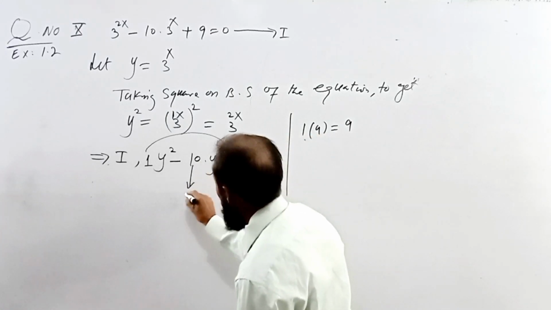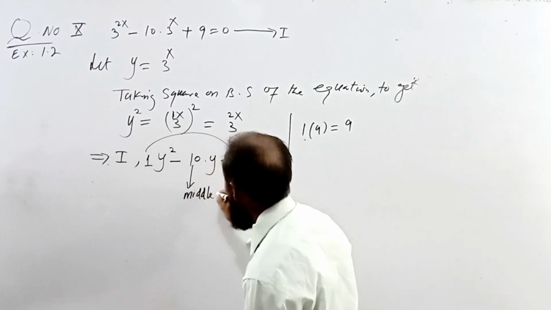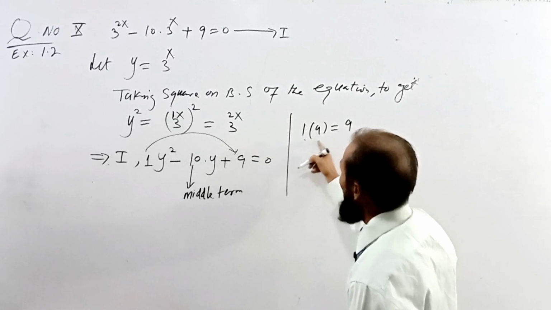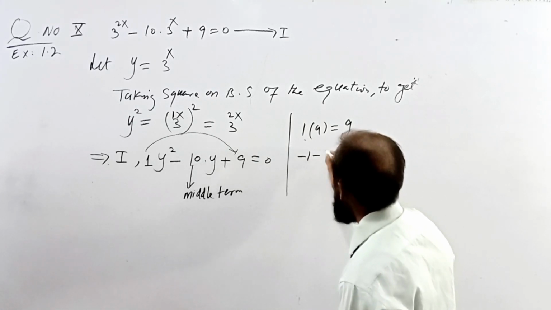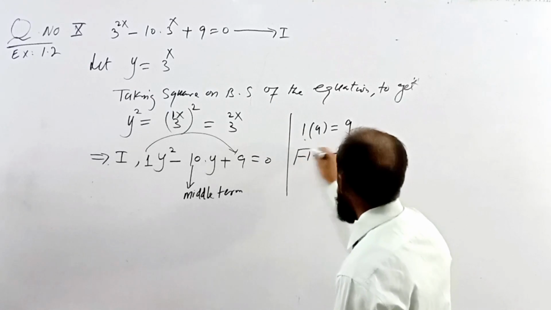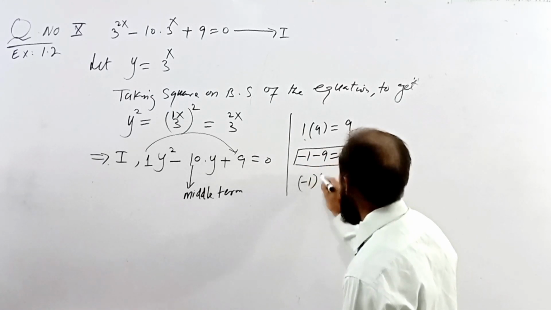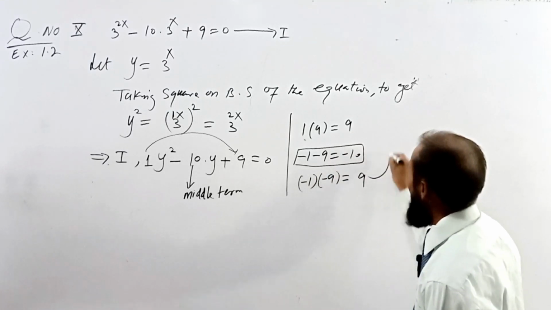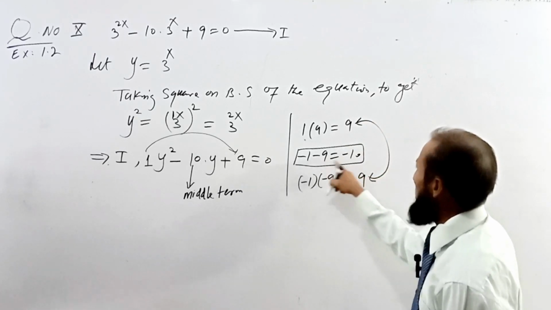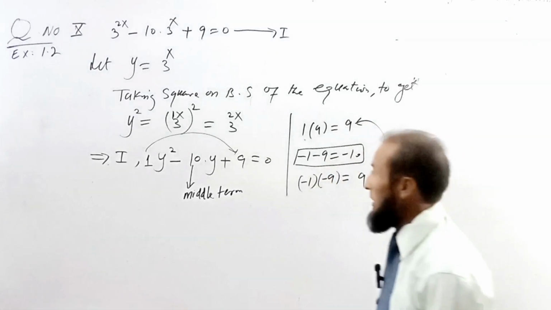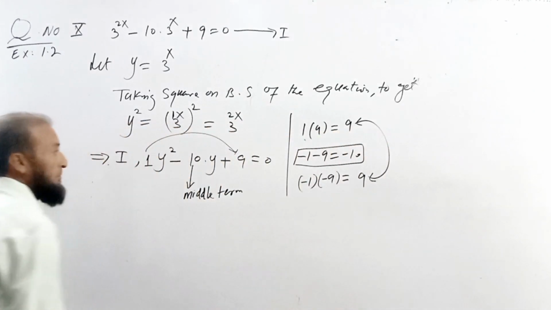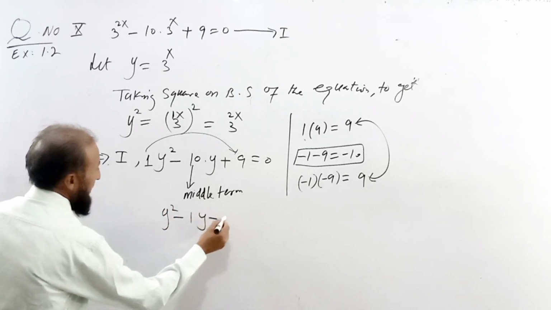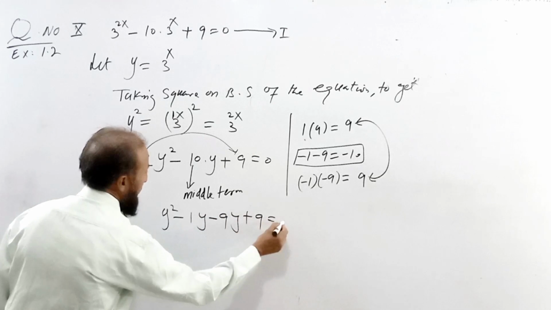Here the middle term is required. Middle term is minus 10. It means that if we add both results, we will get minus 10. Now we check the same term. If we multiply, minus minus plus, so we will get the same answer. It means that the middle term minus 10 we can factorize as minus 1 minus 9: y square minus 1y minus 9y plus 9 is equal to 0.